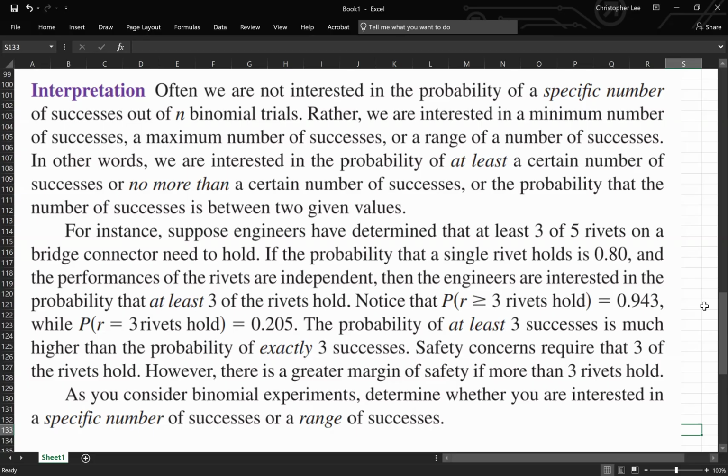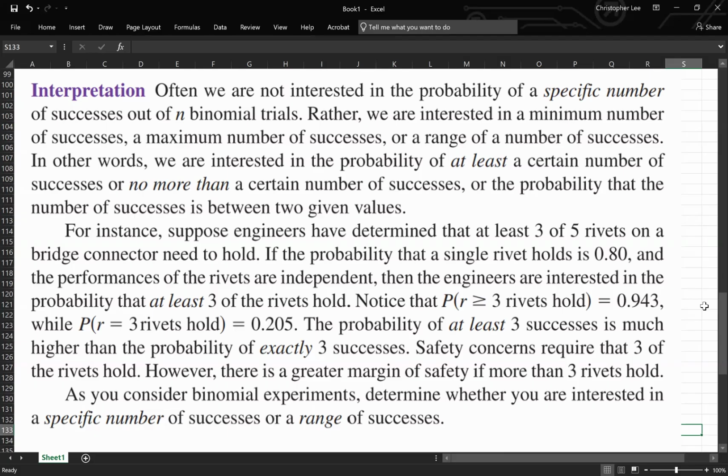For instance, suppose engineers have determined that at least 3 of 5 rivets on a bridge connector need to hold, right? If the probability that a single rivet holds is 0.8 and the performance of the rivets is independent, then the engineers are interested in the probability that at least 3 of the rivets hold.